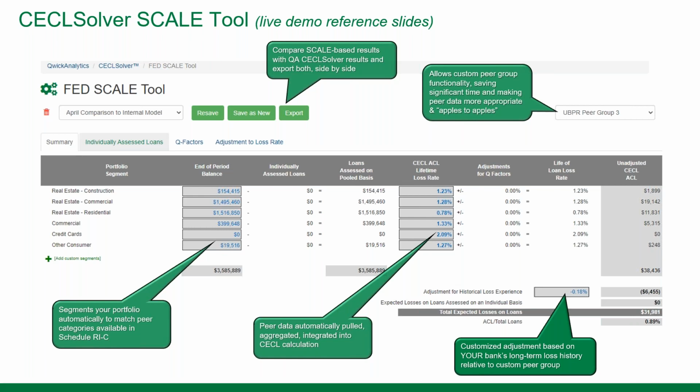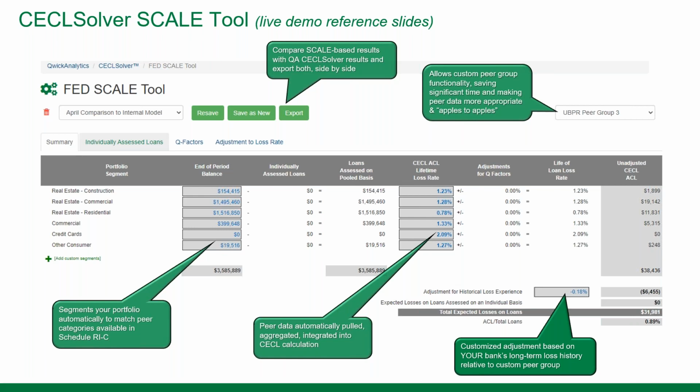But we thought it'd be helpful enough that we would go ahead and faithfully recreate the Fed's methodology within our CECL Solver, so you could have it, if nothing else, as a sanity check to your primary methodology, a little secondary methodology there to double check it and at least understand the mechanics of it and how it works. The scale tool does suffer from a number of limitations.